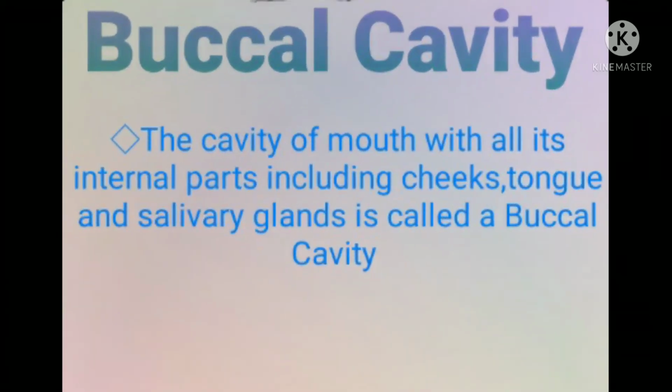Buccal cavity. The cavity of the mouth with all its internal parts, including cheeks, tongue and salivary glands, is called a buccal cavity.